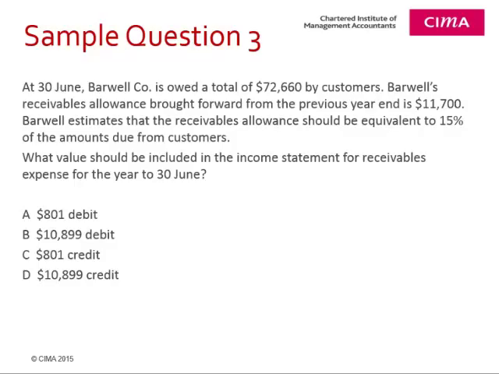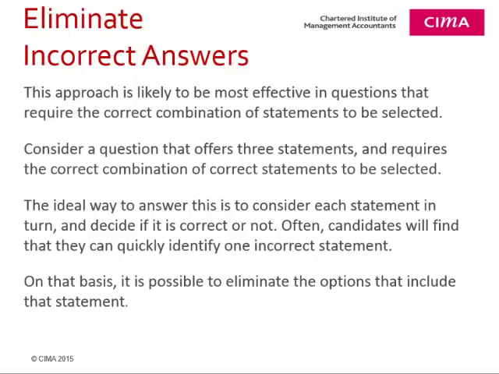These questions might require a decision on which one of two or more statements are correct, or which one of a number of statements is correct. In such cases, the best approach is to consider each statement in turn and decide whether or not it's correct. Once again, the fact that incorrect options are distractors must be borne in mind. So let's talk a little bit more about eliminating incorrect answers.